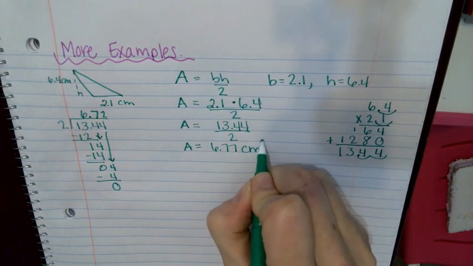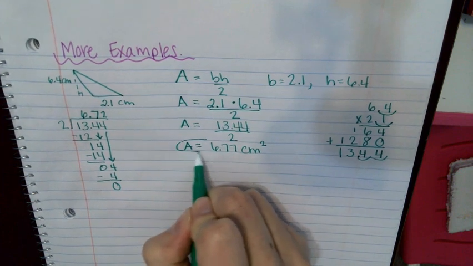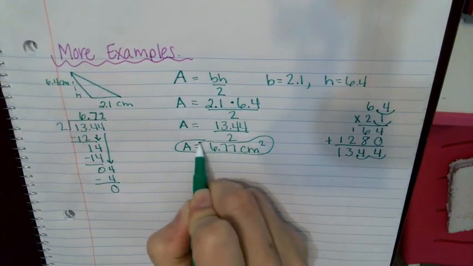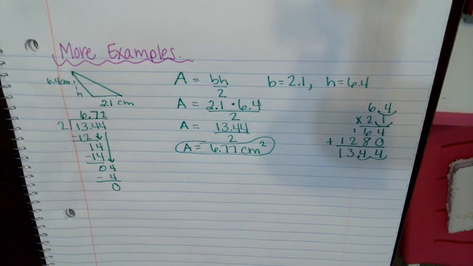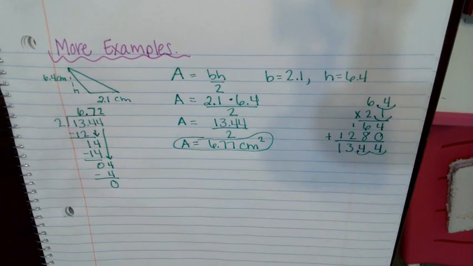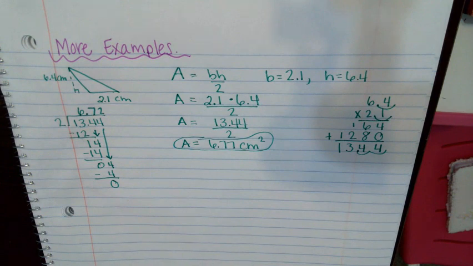When we're talking about area, we're talking about square units. And just remember, triangles are half of a rectangle. So we multiplied the base times the height, and then we just divided by 2. Okay, let's try 2 more examples for you to try on your own.